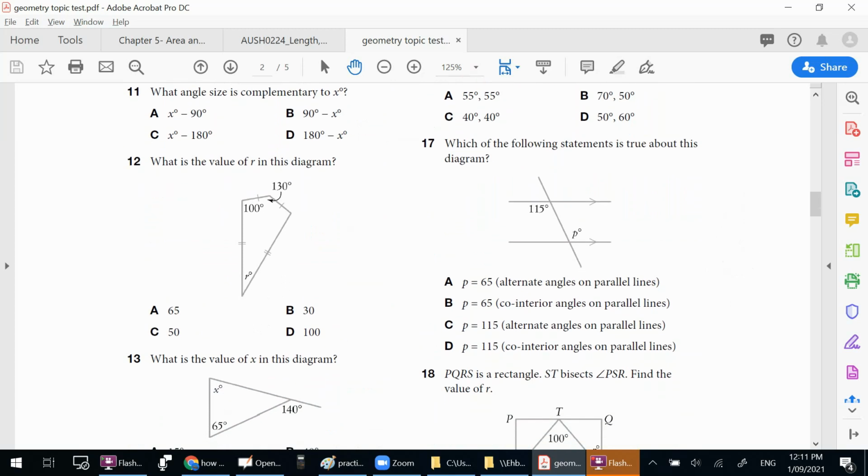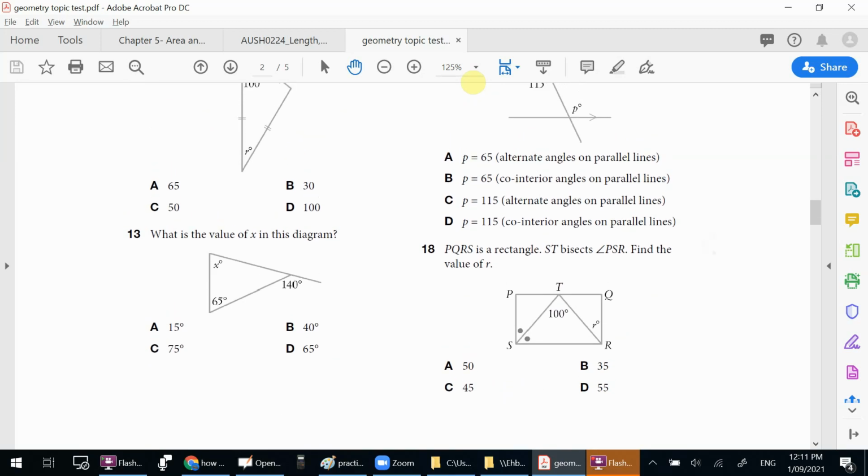Okay, 17. Which of the following statements is true about this diagram? Well, we know that the lines are parallel. P is alternate to that, so P has got to be 115. This is before I answer the question. P is 115, so that's out, and that's out. Yeah, that's the one. Alternate angles on parallel lines. Yep, P is 115 because of alternate angles.